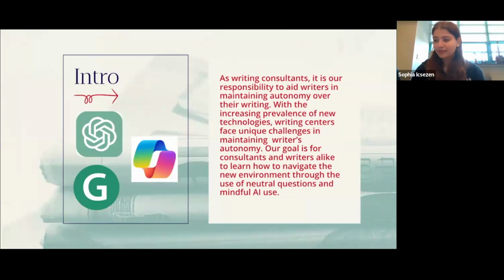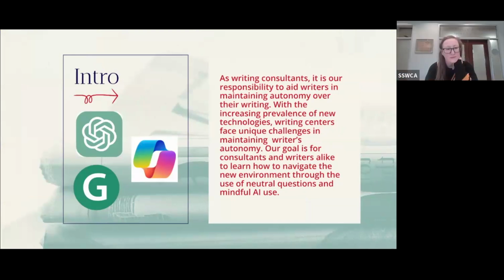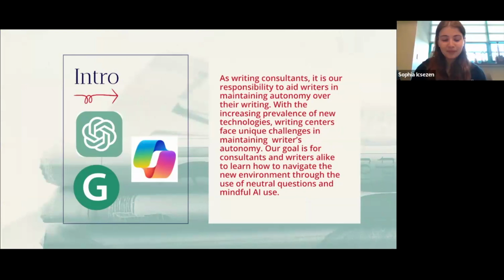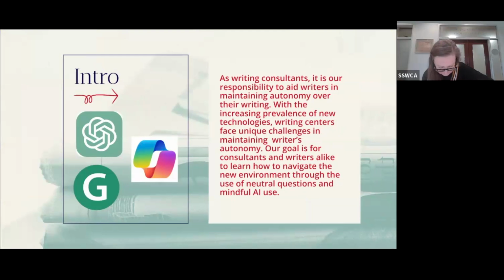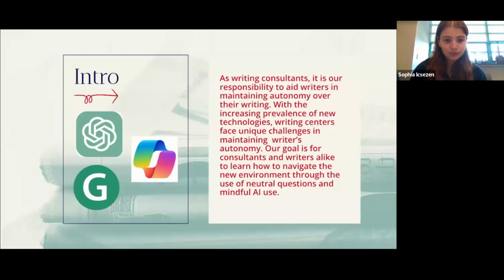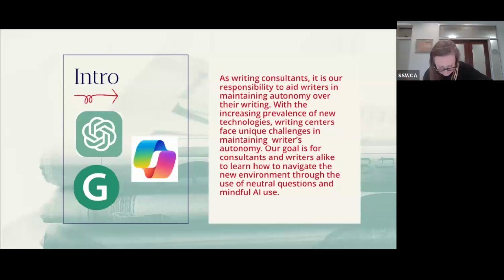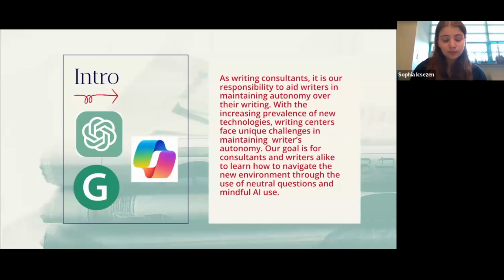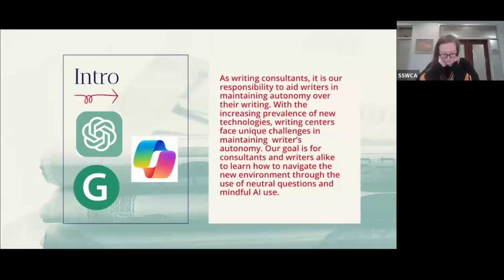So let's start by outlining what exactly our intention with this presentation is. As writing consultants, it is our responsibility to aid writers in maintaining their autonomy over their writing. And with the increasing prevalence of new technologies, writing centers face unique challenges when it comes to helping writers maintain their autonomy. Our goal is for consultants and writers alike to learn how to navigate the new environment through the use of neutral questions and mindful AI use.